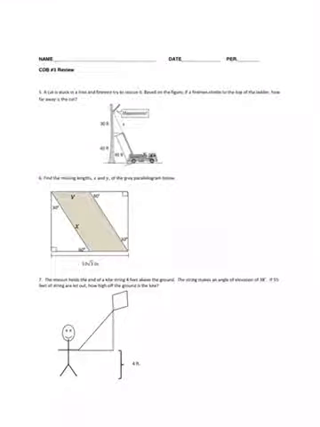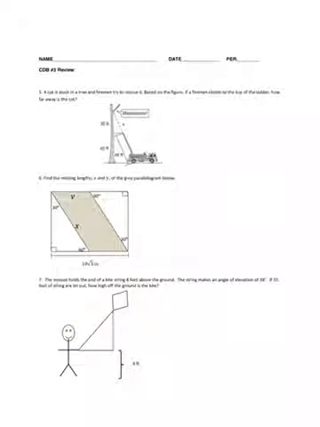All right, here we are on page 2. Number 5, a cat stuck in a tree and a fireman tries to rescue it. Based on the figure, if a fireman climbs to the top of the ladder, how far away is the cat?